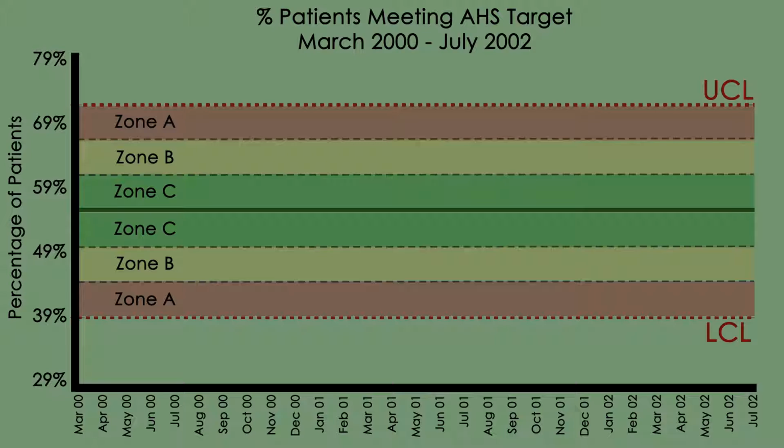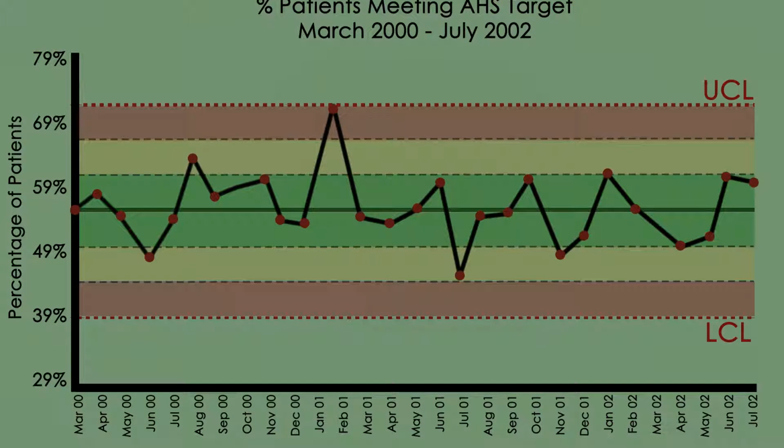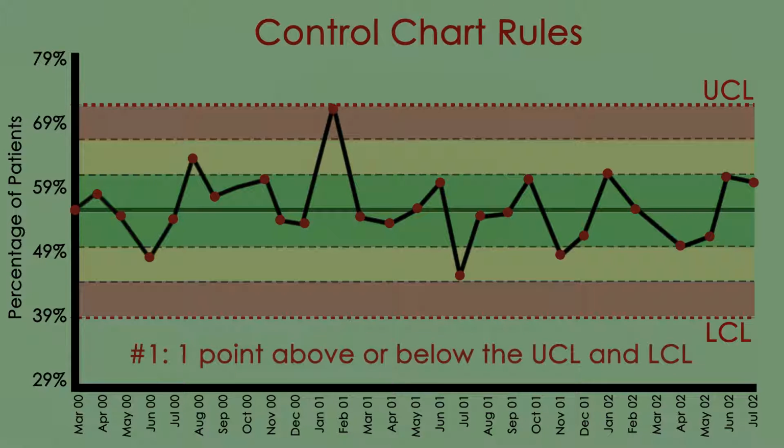A set of rules we refer to as the control chart rules use these zones to identify special cause variation and to determine if a process is out of control. The rules identify 5 abnormal patterns. The control chart rules state special cause variation exists if there is 1 point above the upper control limit or 1 point below the lower control limit. This suggests something was different at this point.